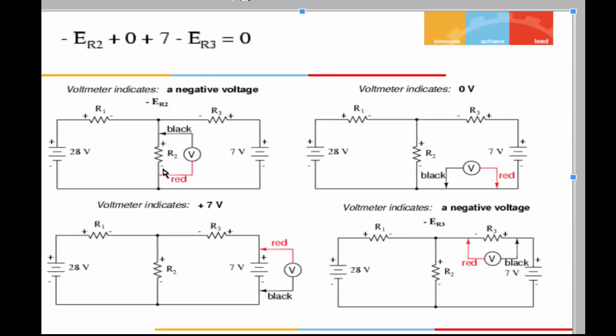In a similar fashion, go to the other loop, which has the 7 volt battery. Connect here, it is negative, so obviously the voltage will be negative. Here the voltage will be 0, and if you connect here, positive is connected to positive and negative to negative, so it will read 7 volts. And here the positive is connected to negative and the negative to positive, so the voltage will be negative. Writing the equation: minus ER2 plus 0 plus 7 minus ER3 is equal to 0.